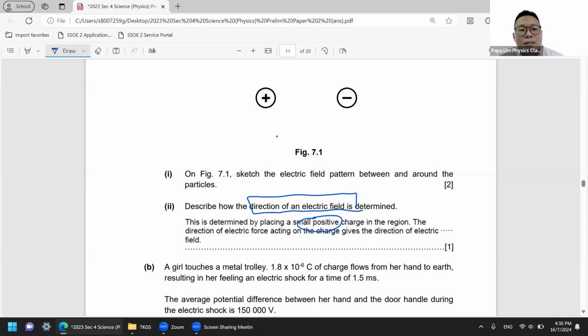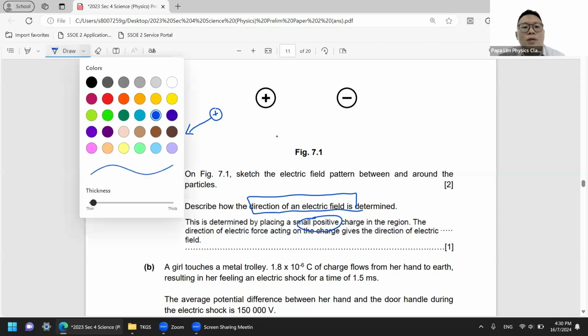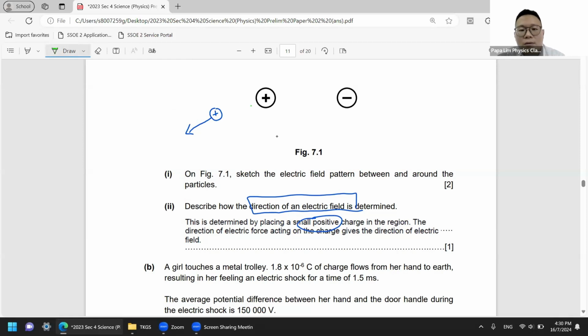So for example, in this case, if I put a positive test charge here, and the positive test charge moves towards my left-hand side, this is the direction. It implies that the electric field is in this direction, and is denoted by this arrow here. So the direction will be denoted by the positive test charge. By convention, this is how we test with a positive charge.